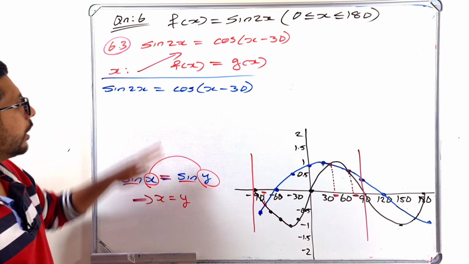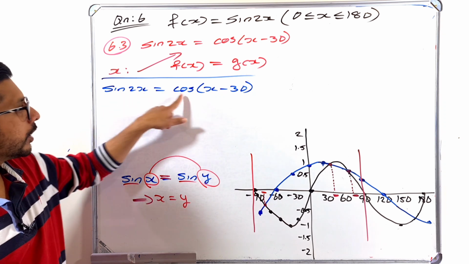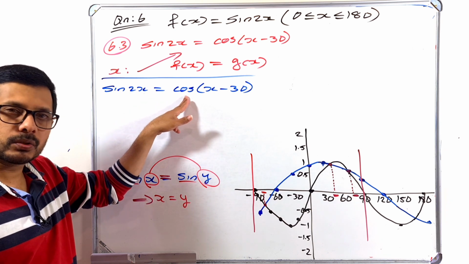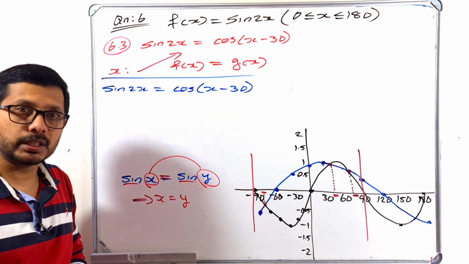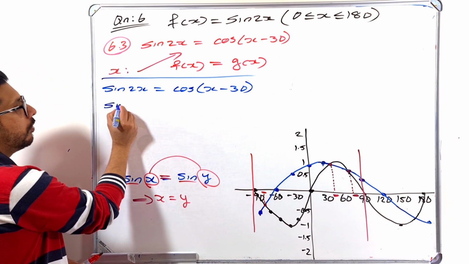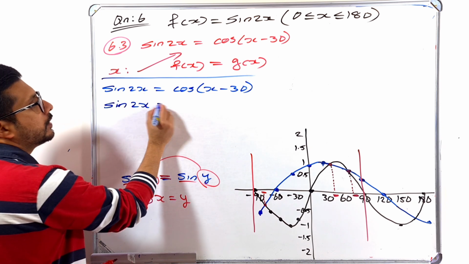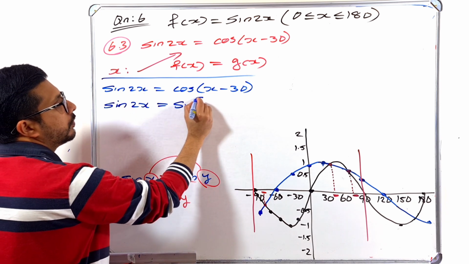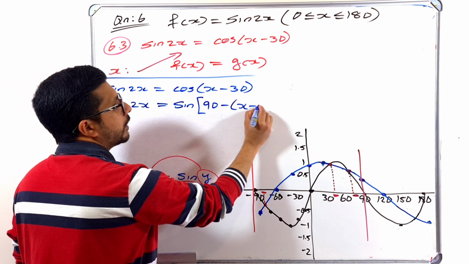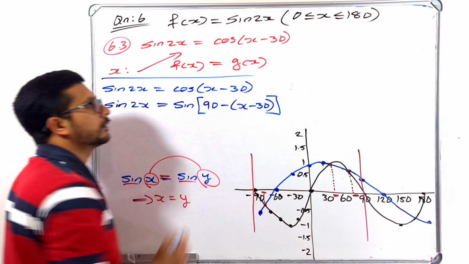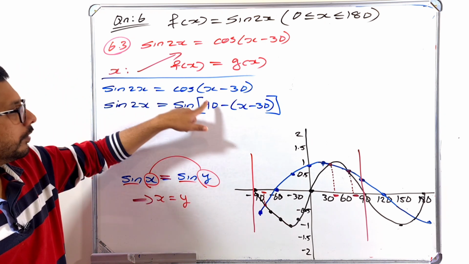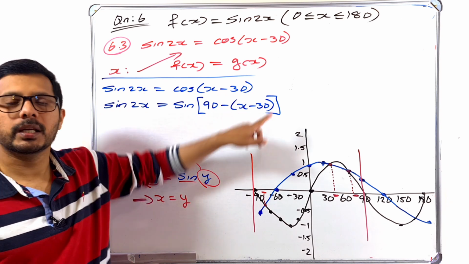But here in our case, here it is sine, but here it is cos. So now I'm thinking, is it possible for me to change this cos to sine? Yes, it is possible. How can we change to sine? Look at how I'm going to write. Sine of 2x is equal to sine of, then this one I'm going to write as 90 minus x minus 30. So this cos I can write as sine if I write it like this, 90 minus x minus 30.